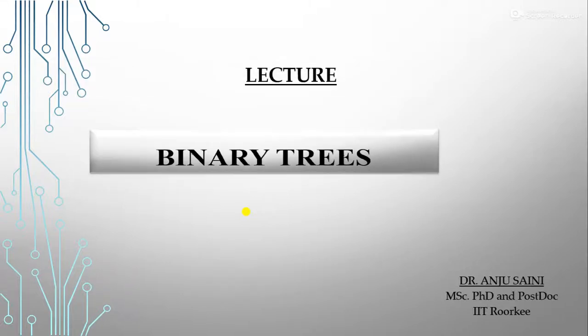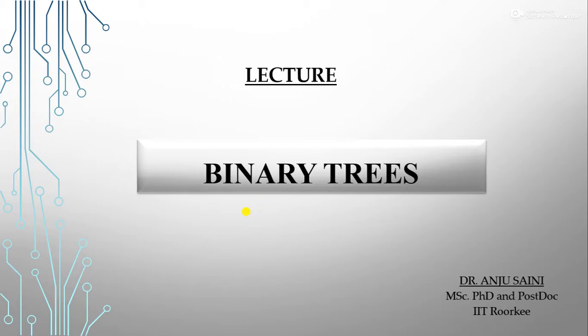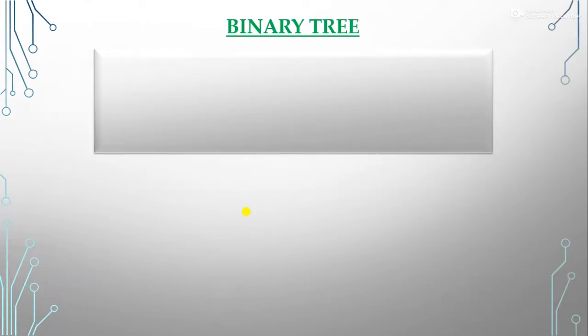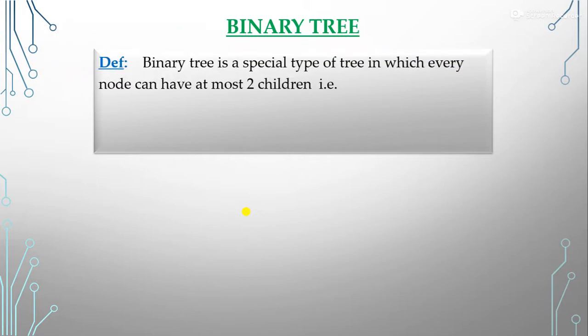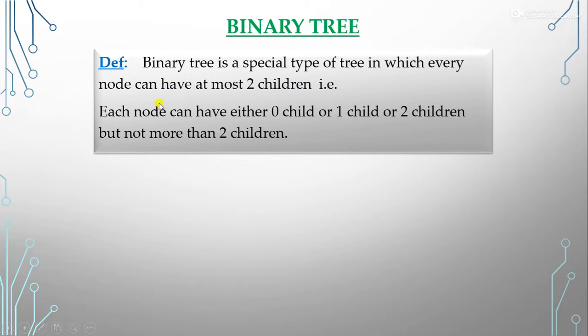Welcome to all in the new lecture on binary trees. Here we will discuss binary trees. First of all, what is a binary tree? A binary tree is a special type of tree in which every node can have at most two children. That is, each node can have either zero, one, or two children, but not more than two children.